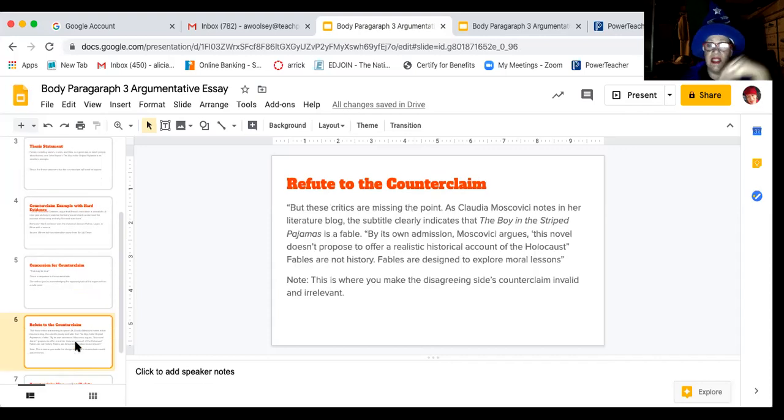Now we go on to the refute to the counterclaim. So the refute is where you're saying why their evidence or their reason doesn't matter. You have to tell them why it doesn't matter. So, but these critics are missing the point.